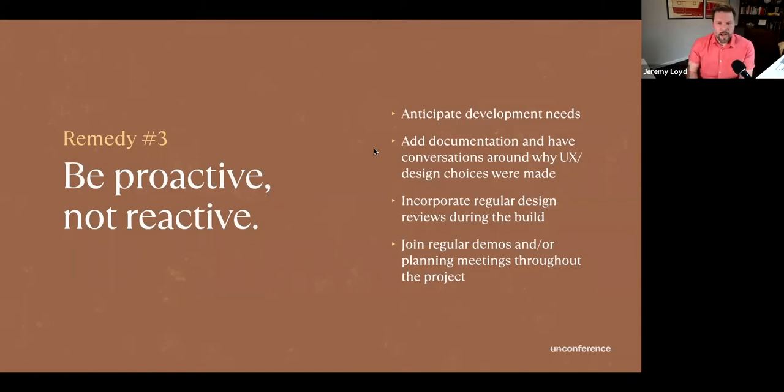And then figure out how joining regular demos and planning meetings throughout the project might work for you. This might be different from project to project, but figure out what a good cadence is there to keep a good pulse on the project as it's being developed, and then be able to give feedback. Those are two different sides of the coin: how to keep up to date, know what's going on, and share feedback. Figure out what meetings are good there, and that's a good thing to talk about with your project manager as the project starts and as it continues.